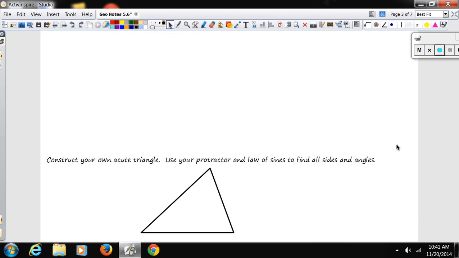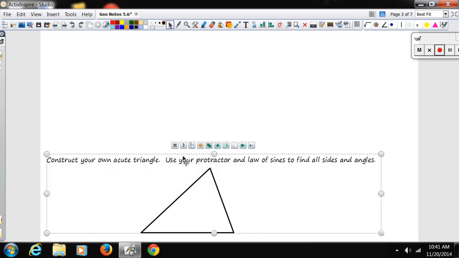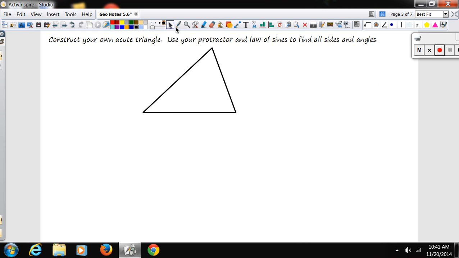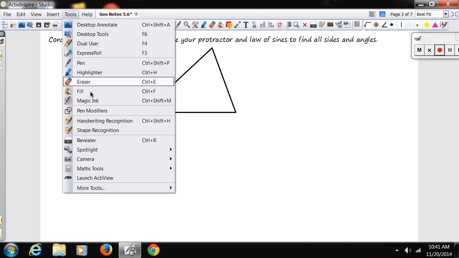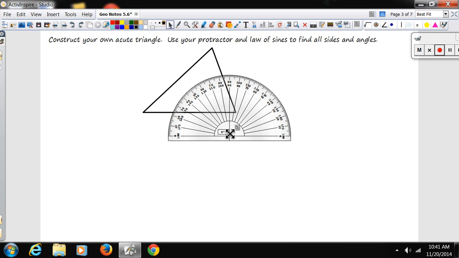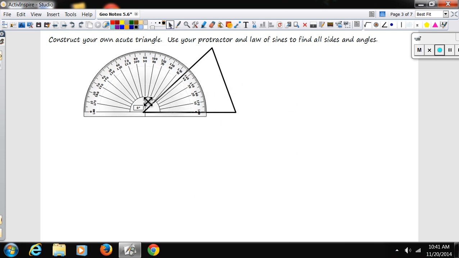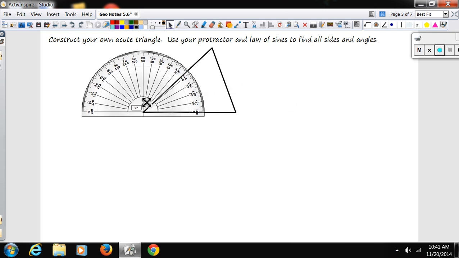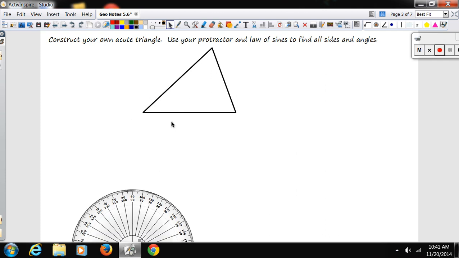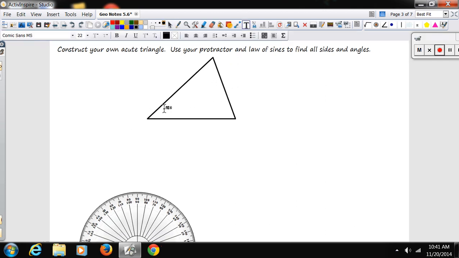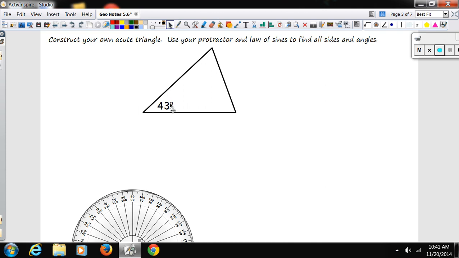Okay, so after we draw our triangle, you're going to measure one of the angles. So grab your protractor and measure any one of the angles. I'm going to measure this lower left angle, and I'm going to get 43 degrees. Now yours could be totally different. Should be different. You're making up your own triangle. I got 43, you probably got something different. So draw your triangle, measure the one angle.